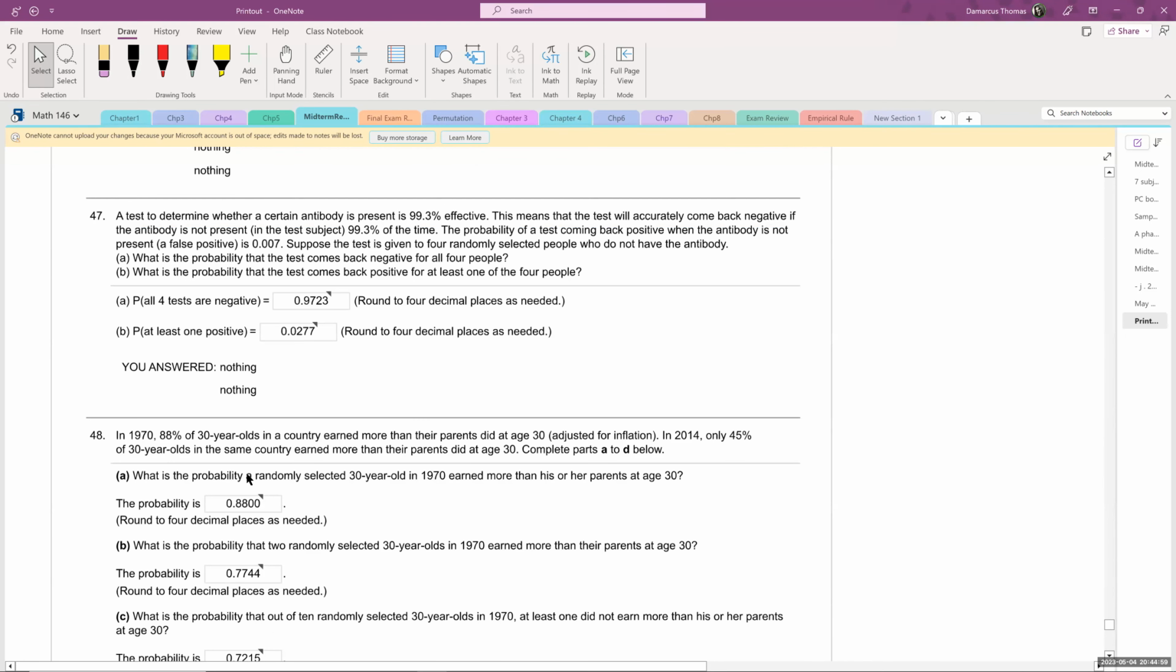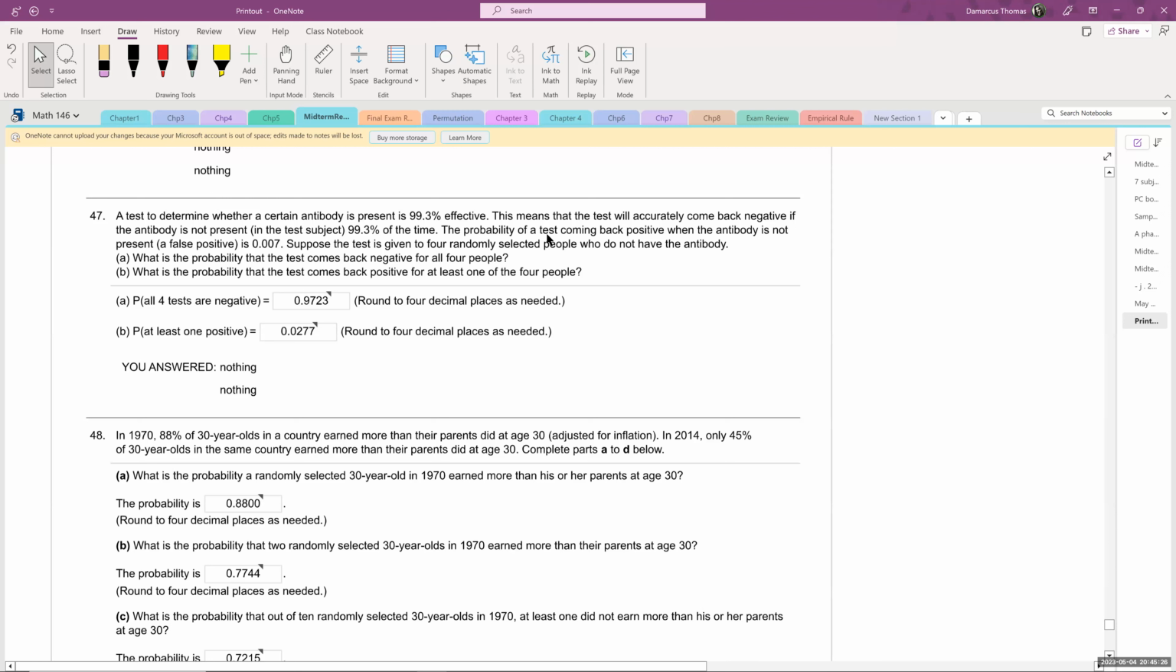Let's take a look at 47. A test to determine whether a certain antibody is present is 99.3% effective. This means that the test will accurately come back negative if the antibody is not present. We got 99.3% of the time.